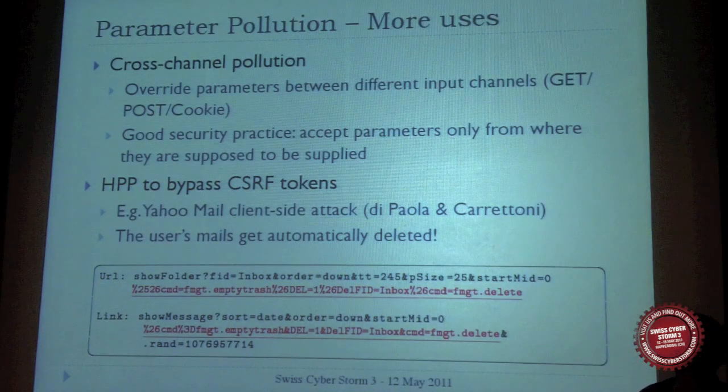Now, since we still have half an hour, but there are a lot of things to say, I'll go a bit faster. Parameter pollution can also be used for cross-channel pollution, that means injecting through a GET to have the parameter used in a POST or vice versa. It can be used to bypass cross-site request forgery tokens. This is an example of the attacks discovered by Stefano 2 years ago against Yahoo Mail. There are references at the end of the slides, so you can check out the example. Basically, Yahoo implemented a token to protect sensitive actions, such as deleting mails, opening and reading mails, and so on. You can use HTTP parameter pollution to bypass this token.